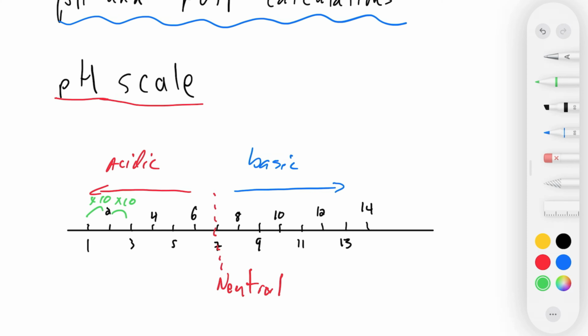And what we want to also understand, to add on to this, is that as we move to the left, that means that your H plus increases, right? The solutions are more acidic. But as you move towards the right of the neutral sign, this means that your H plus decreases.